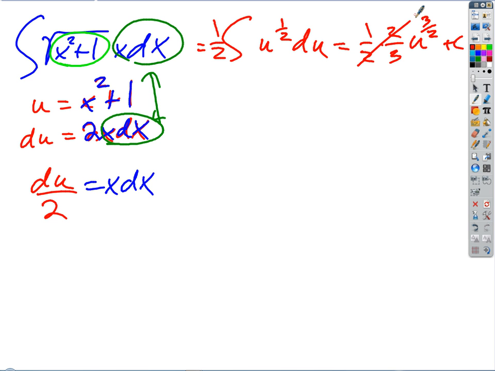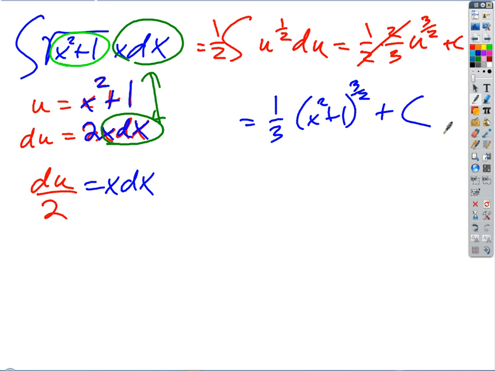We can do that, right? Now, if we reverse our substitution, that just gives us 1/3 u, which is x squared plus 1, to the 3/2 plus c. Make sense? Okay.